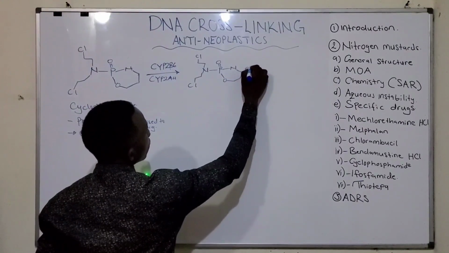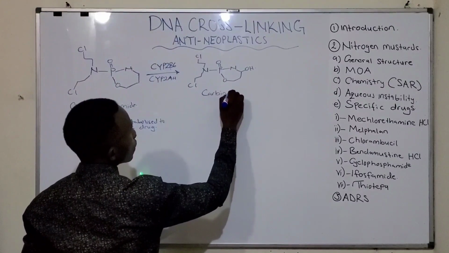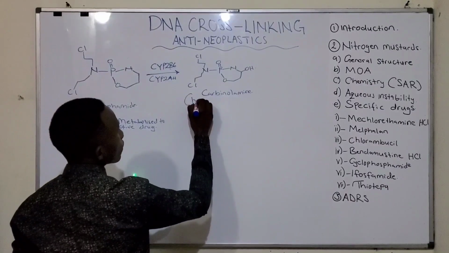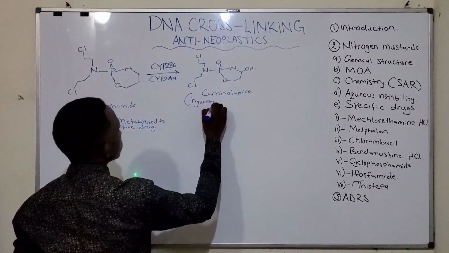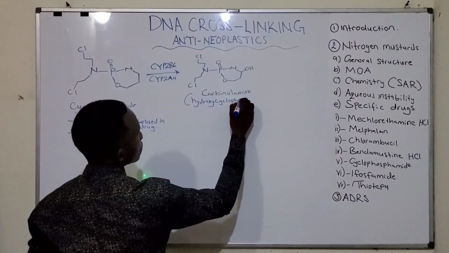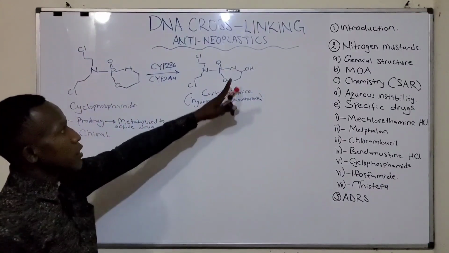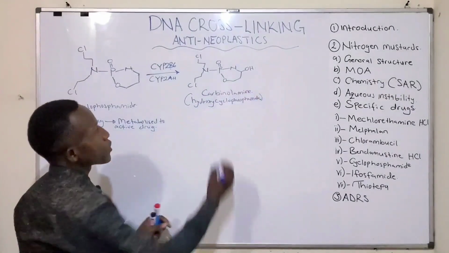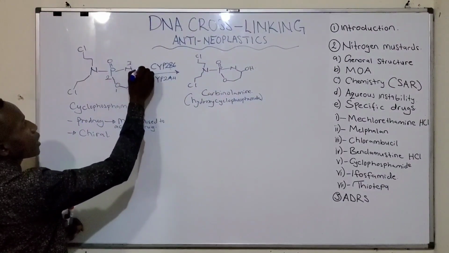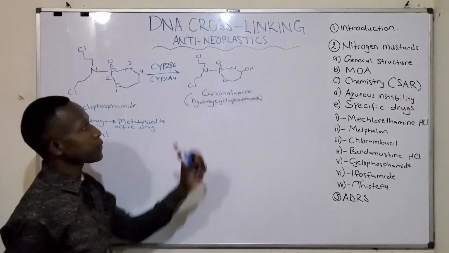We shall form this, which is carbinolamine, or the hydroxycyclophosphamide. It is hydroxylated at the position 4. This is position 1. This is position 2. This is position 3 and 4. At the position 4 of the ring, it is hydroxylated.